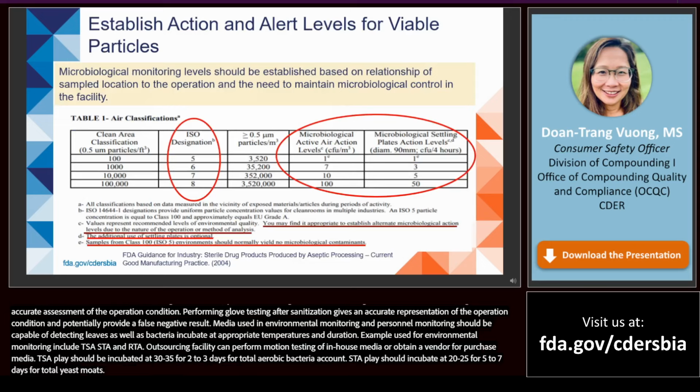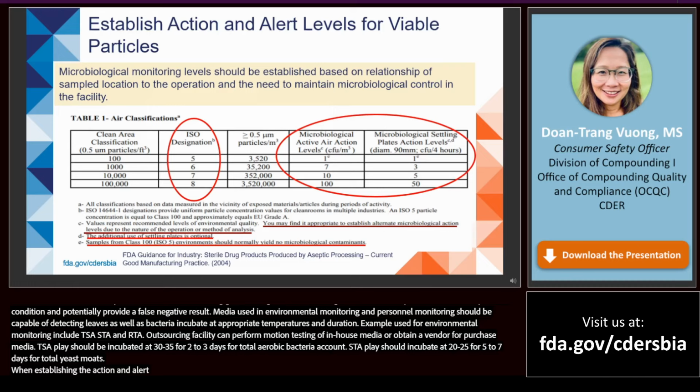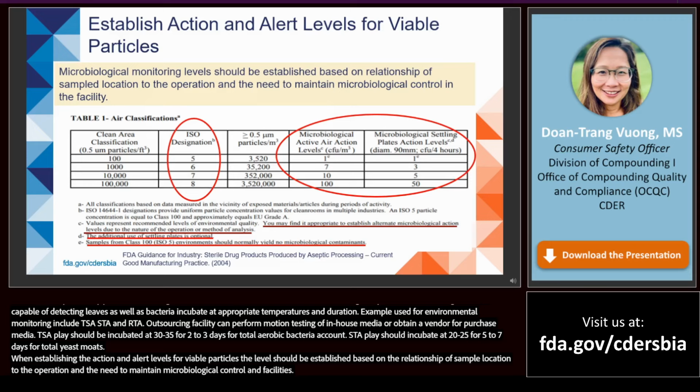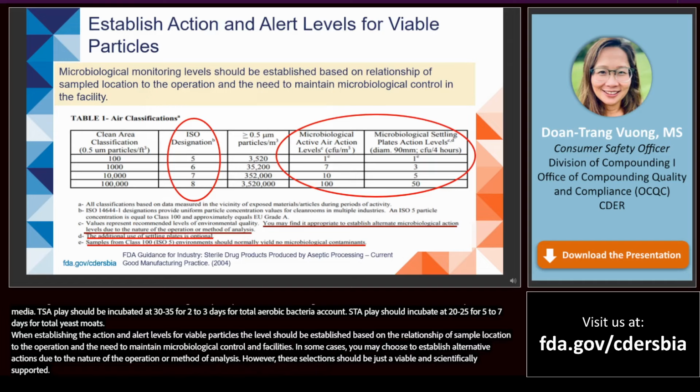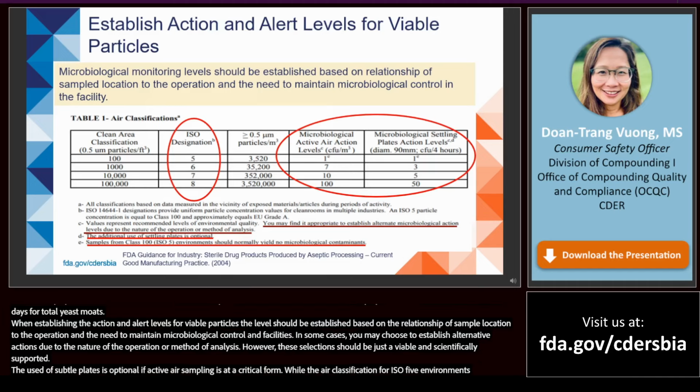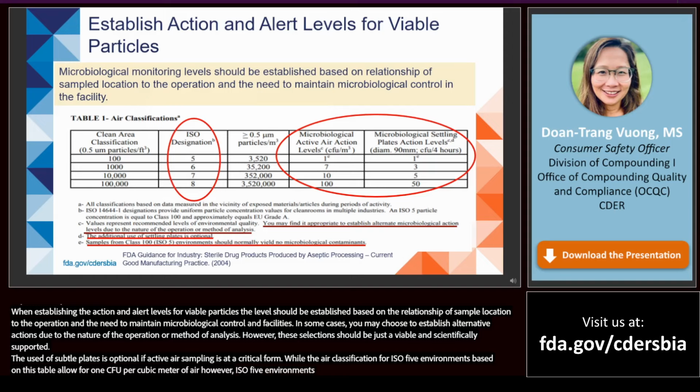When establishing the action and alert levels for viable particles, the levels should be established based on the relationship of sample location to the operation and the need to maintain microbiological control in the facilities. In some cases, you may choose to establish alternative action levels due to the nature of the operation or method of analysis. However, these selections should be justifiable and scientifically supported. The use of settle plates is optional if active air sampling is adequately performed. While the air classification for ISO 5 environments based on this table allows for 1 CFU per cubic meter of air, ISO 5 environments should normally yield no microbiological contaminants.